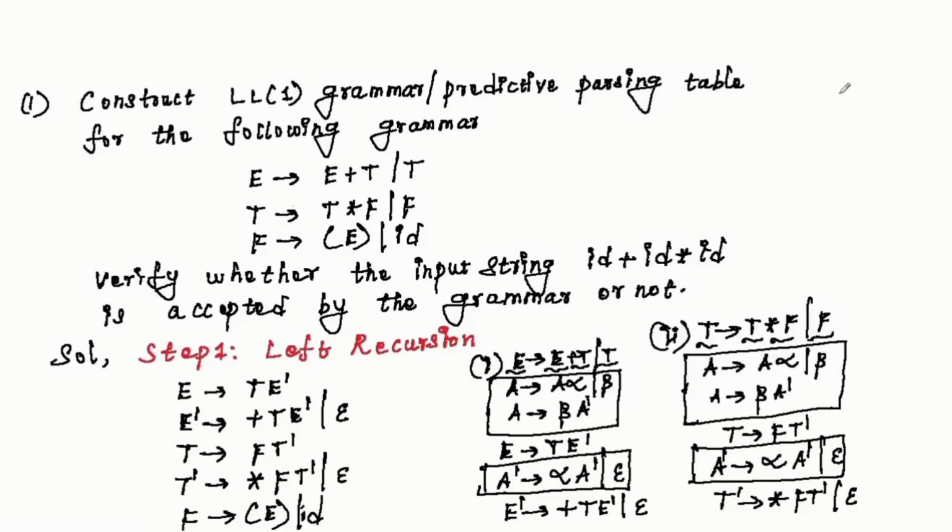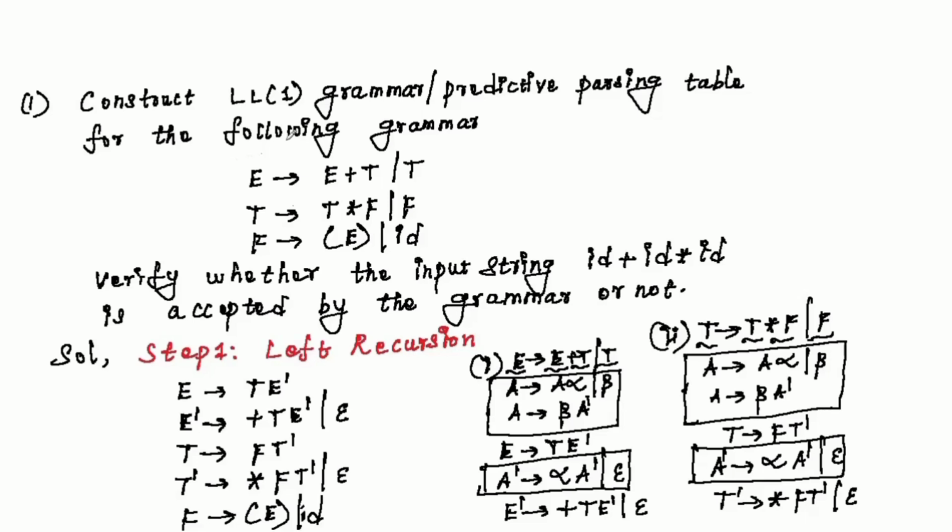The topic we are going to discuss is LL1 grammar, or the predictive parsing table. The given grammar: expression tends to expression plus term or term. Term tends to term star factor or factor. Factor tends to bracket of expression or ID.